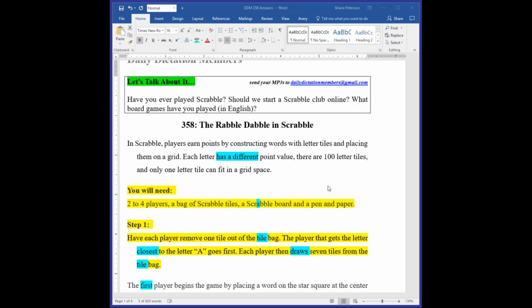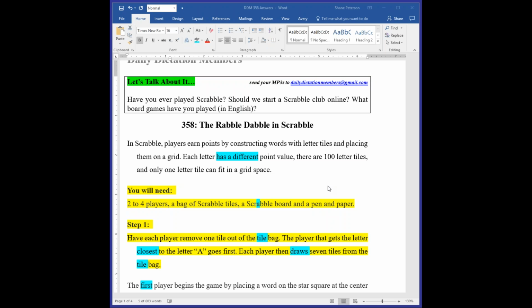The Rabble, Dabble, and Scrabble. Do you know what it means? So what is the rabble? I think dabble is the people. No, yeah, rabble is the people. The rabble, like you and me, farmers. And to dabble means to do this and that, to do a little bit.